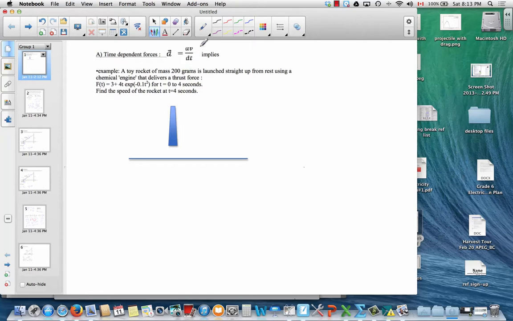Okay, our topic for this week is dynamics. We're going to take a step beyond elementary dynamics, where forces are typically constant, and look at forces that depend on time, on position, and on velocity. Let's start with time-dependent forces.